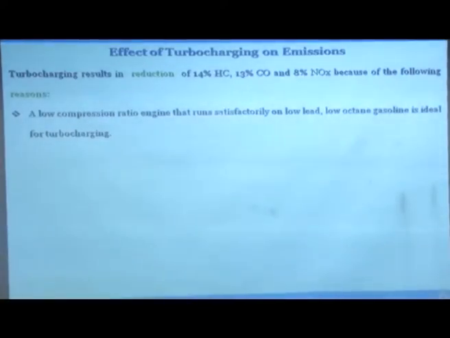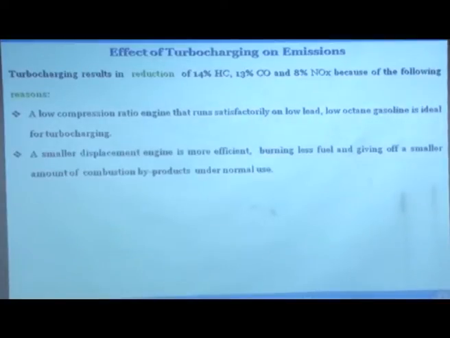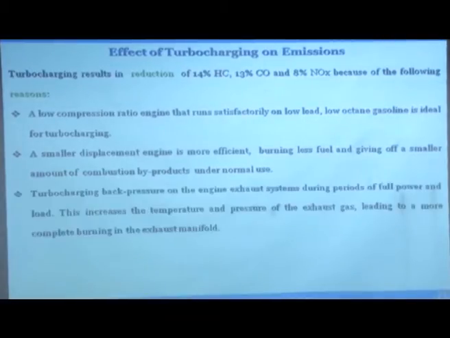The reason for this is that a low compression gasoline engine that runs satisfactorily on low load is ideal for turbocharging, just like your small car engine. Okay. A smaller displacement engine is more efficient, it burns less fuel, gives smaller amount of combustion byproduct. Turbocharging creates back pressure on the engine exhaust system during periods of full power and load, this increases the temperature and pressure of the exhaust gas, leading to more complete burning in the exhaust manifold, and that is why most of the emissions actually reduce.